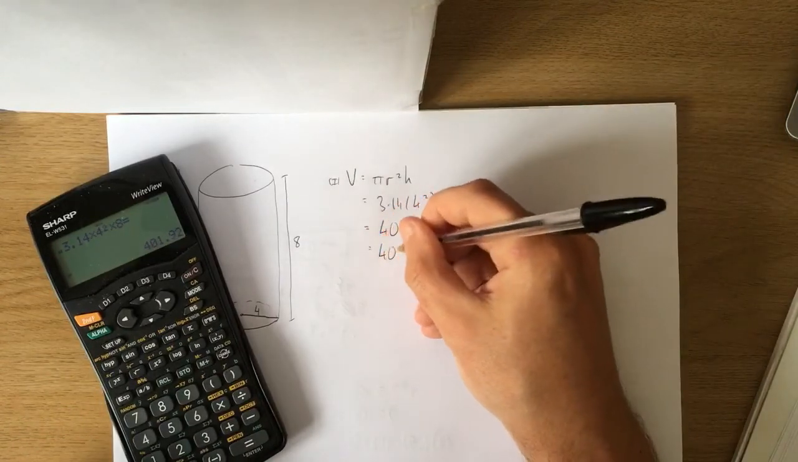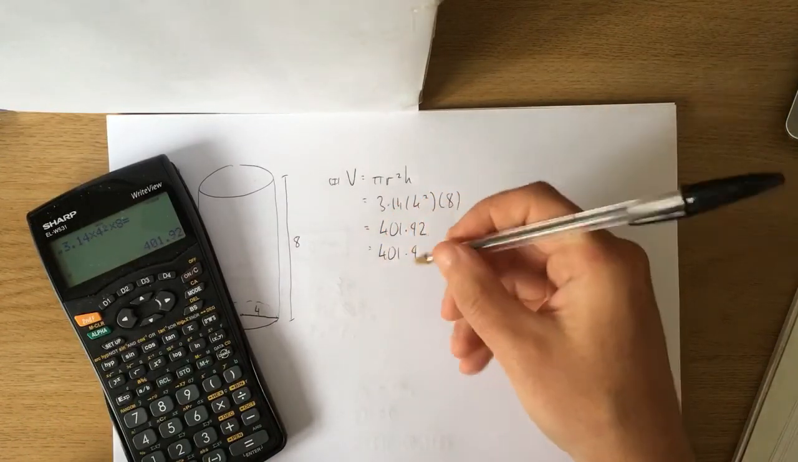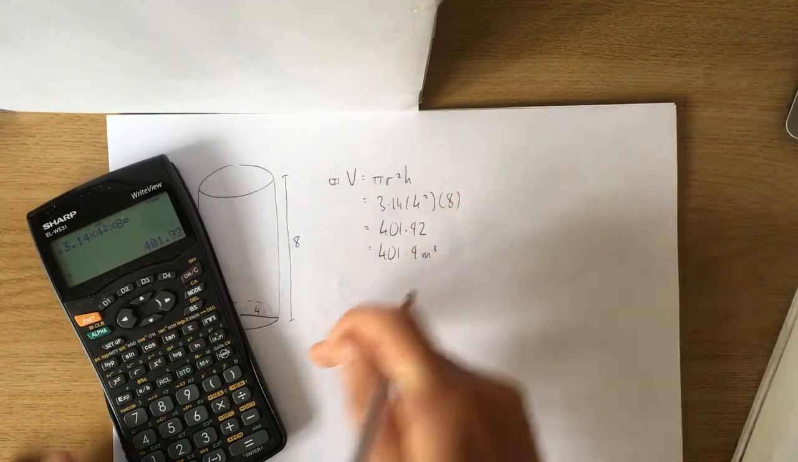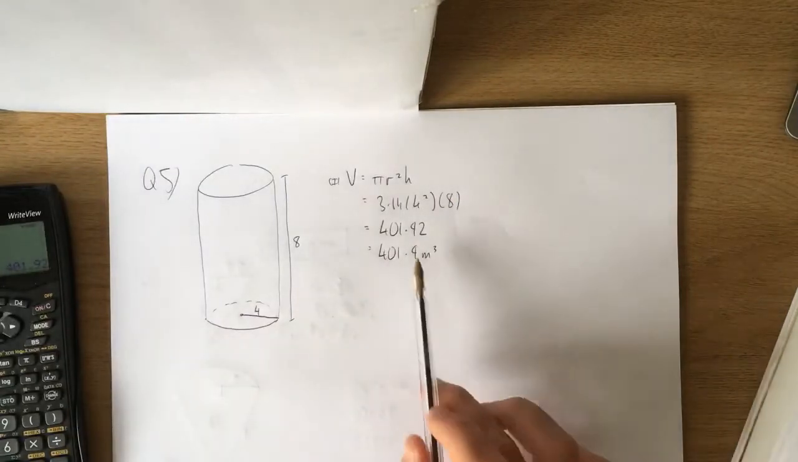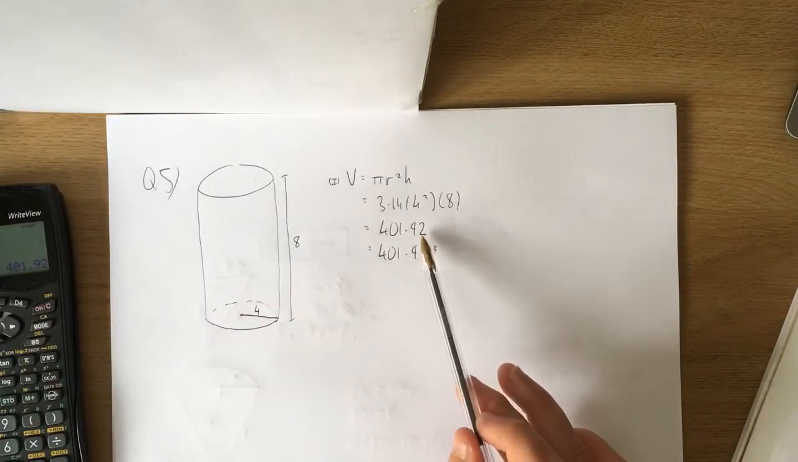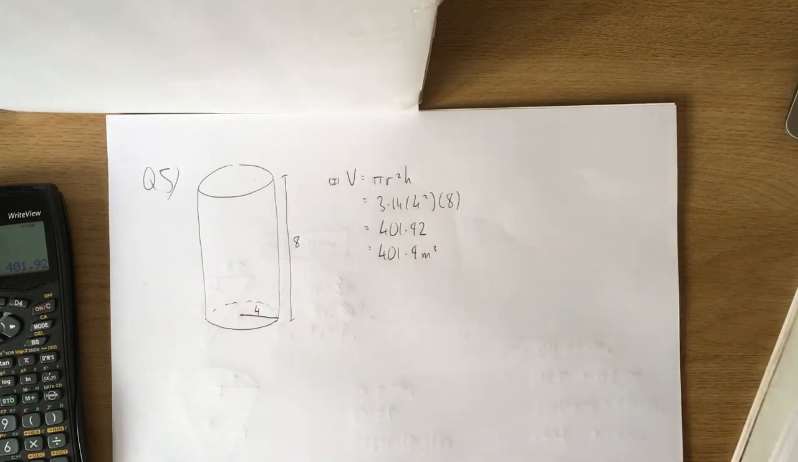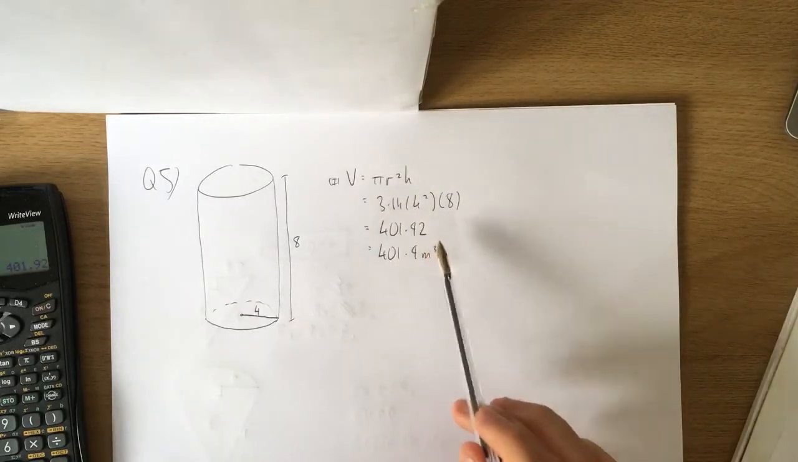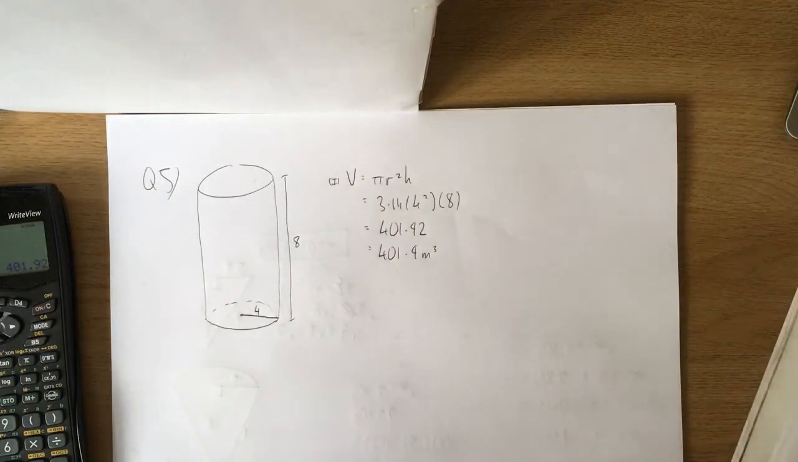Correct to 1 decimal place, I'm told in the question. So 401.9. And the dimensions in the question are meters, and this is volume, so it will be meters cubed. All right. Just be careful with that rounding off. It's annoying if you do the question right, but then leave it as 401.92 and lose a mark for that. So pay attention to the question, what they tell you to use for pi, and how many places they tell you to round the answer off to.